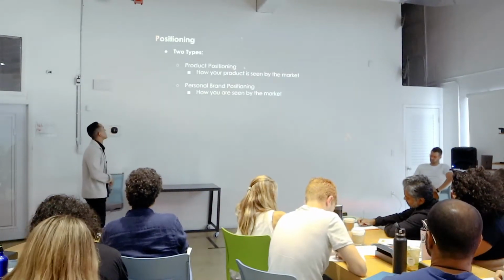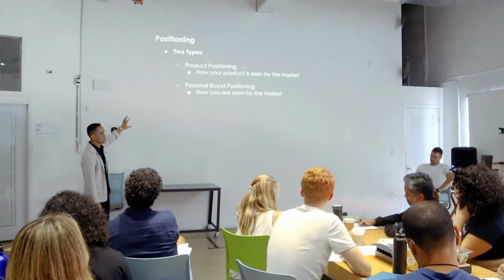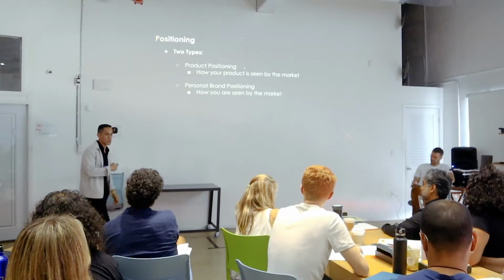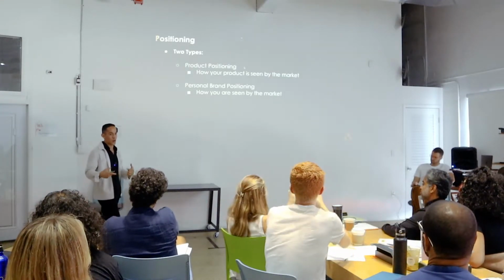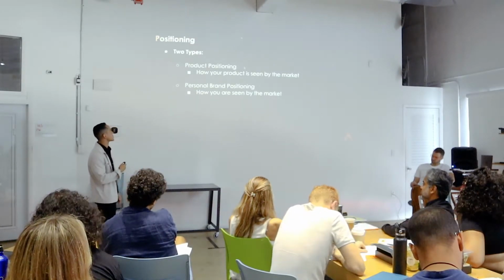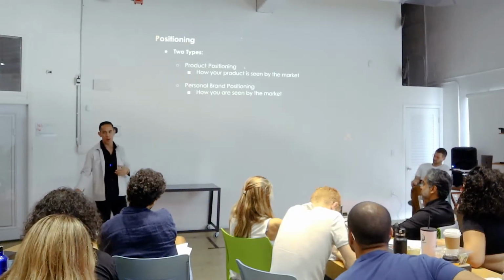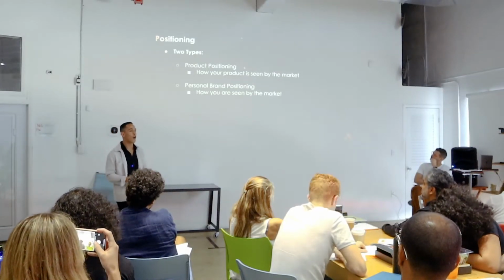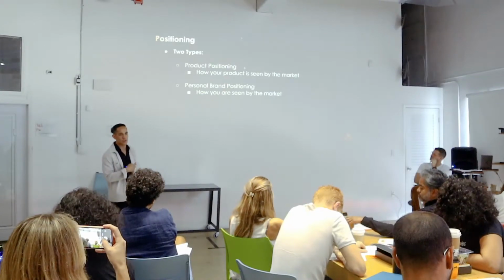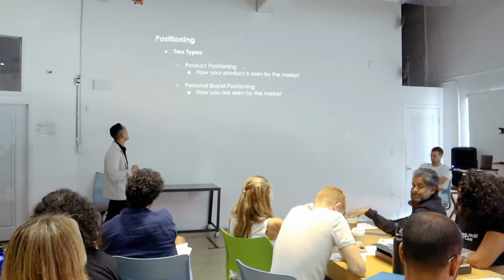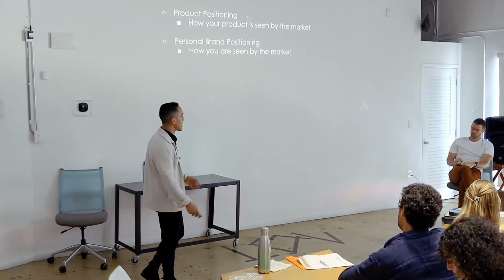So positioning. What is positioning? Essentially, there are two types of positioning that you need to care about: your product's positioning and your personal brand positioning. In the past, I would have probably just talked about product positioning, but nowadays, because of social media, we are also the product, and what we do is directly tied to what we sell. So product positioning is how your product is seen by the market, and personal brand positioning is how you are seen by the market. It's very hard nowadays to disconnect these two, so you have to be aware of both and work on both of them, unless you have a big company like Pfizer.